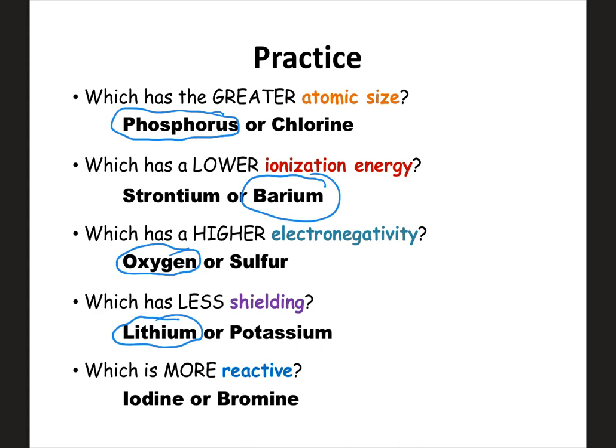And then it says for the last one, which of these is more reactive, iodine or bromine? So now you have to remember here that this is the nonmetals. As you go down the nonmetals, the reactivity decreases. So bromine would be more reactive because it's closer to the top. So you definitely need to be able to take these trends and think about them and be able to answer questions about them as well.